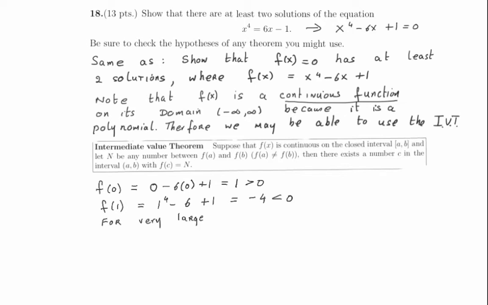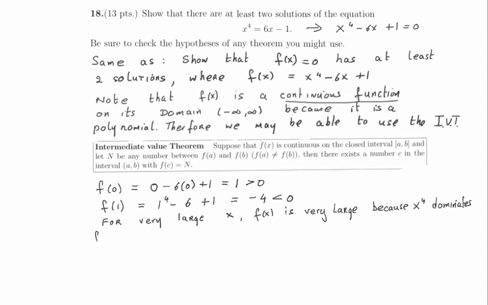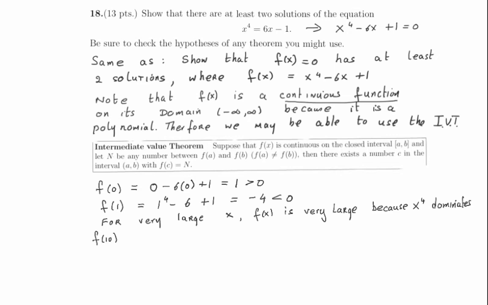Now we know that as x gets very large, x to the 4 will dominate the value of f of x. So we know for large values of x, f of x will be positive. Let's check if 10 is large enough to make f of x positive.